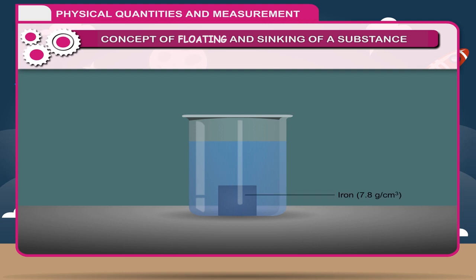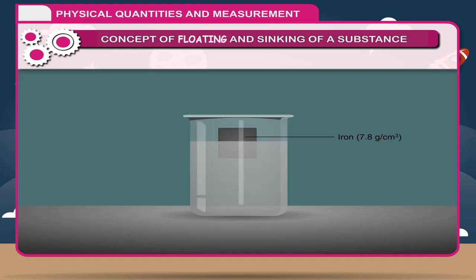Example, iron has density 7.8 gram per centimeter cube and water has density 1 gram per centimeter cube. Iron is heavier than water, hence it will sink in it. But the density of mercury is 13.6 gram per centimeter cube. If iron is put in mercury, it will float on mercury because iron is lighter than mercury.